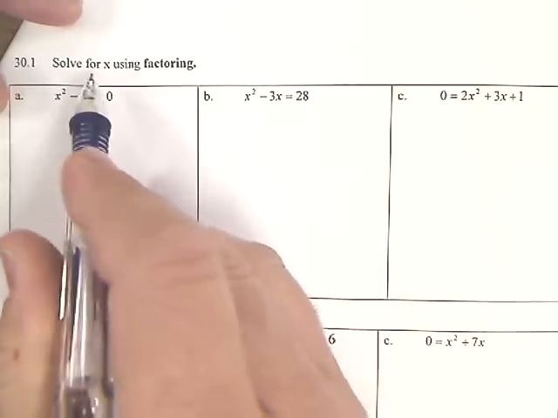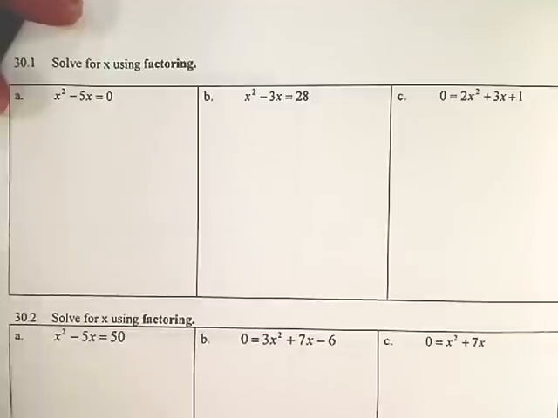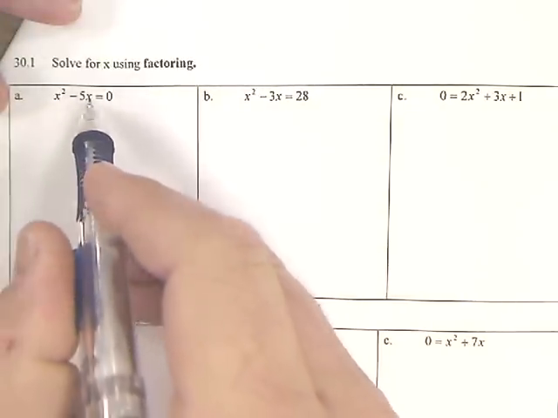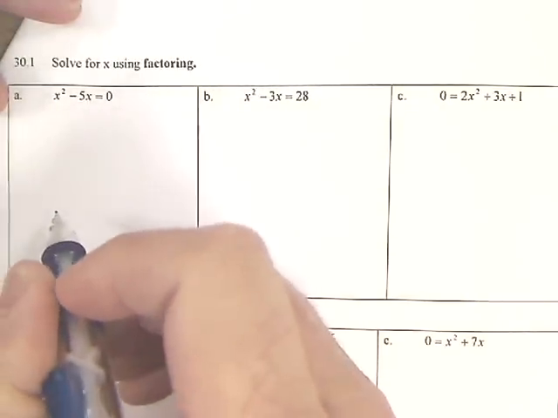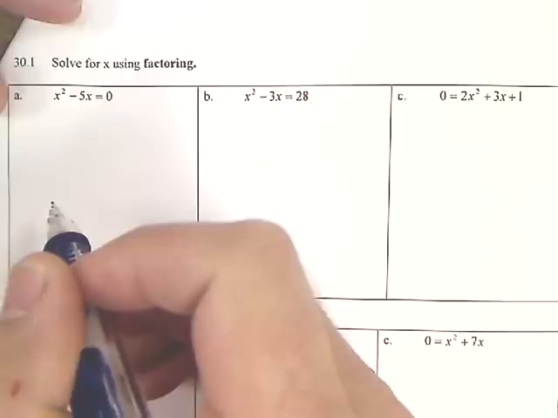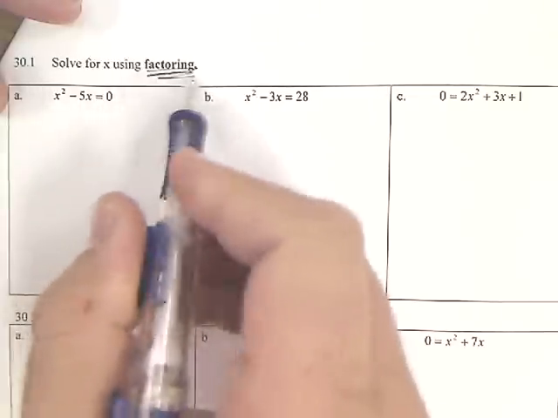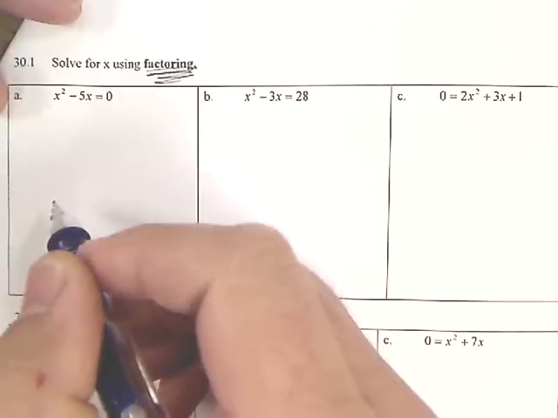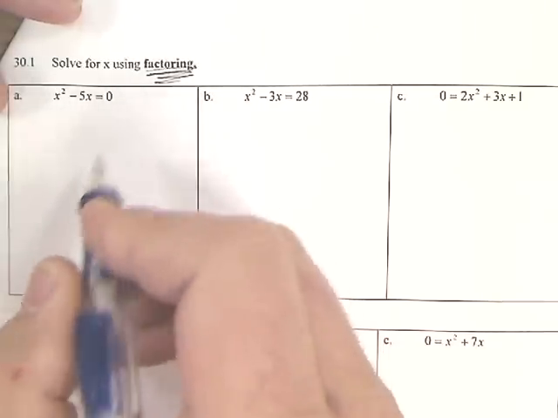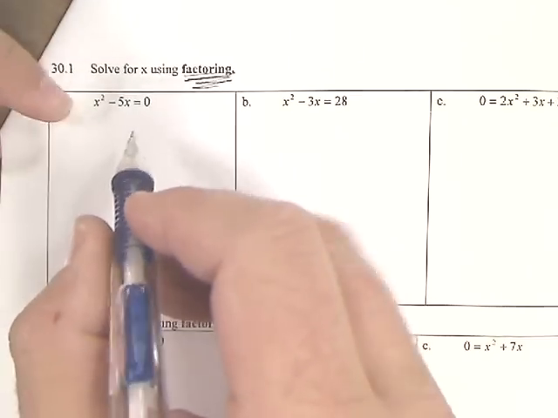Solve for x using factoring. So when I have an x squared and an x, then I either have to factor or use the quadratic formula. Well, I'm telling you, use factoring on this one. Either one will work on these, but I just want you to use factoring.